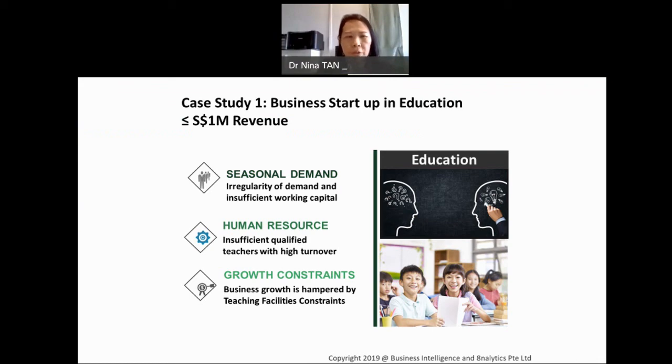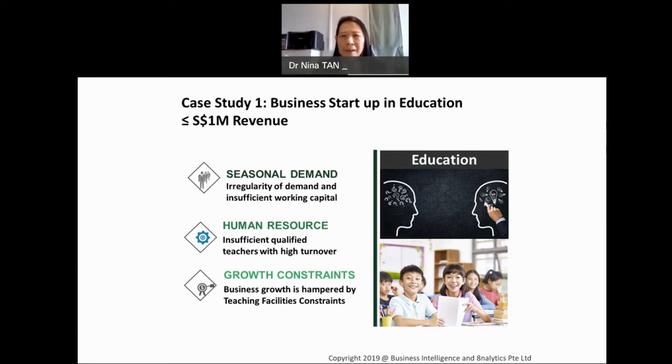So the best way to show how it can be done is to walk you through some of the case studies. First case study is about $1 million and below revenue. It is an education center. It's in the third year of a startup. So their issues are the following.